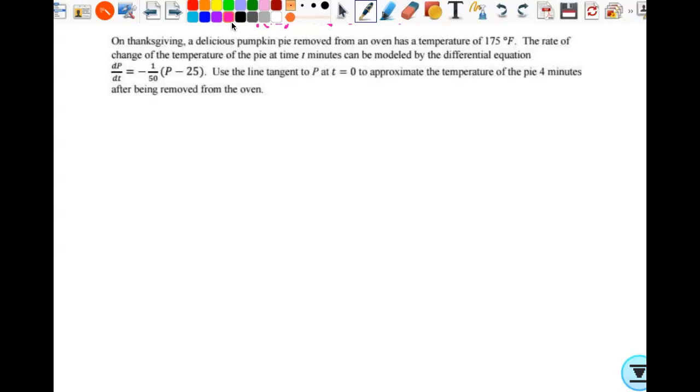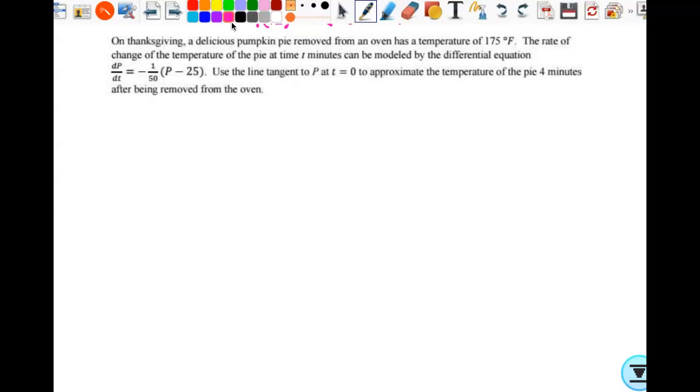Use the line tangent to P at t equals 0 to approximate the temperature of the pie 4 minutes after being removed from the oven. Okay, so when I first did this one, I made this way harder than I needed to because the variables they used were not the variables my brain would have used if I was to write those equations.